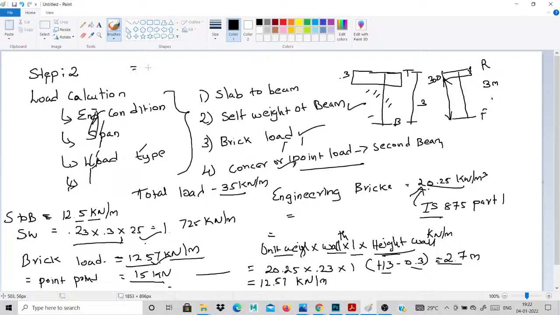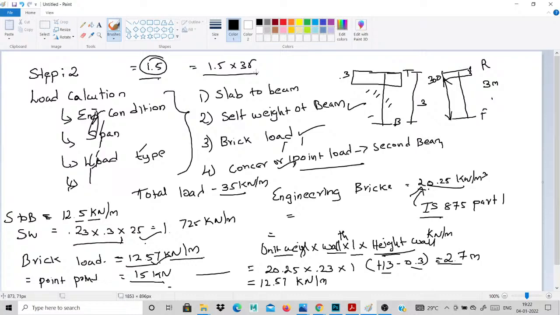Our next step is to calculate the ultimate load by multiplying by 1.5. So 35 into 1.5. This is our step 2 calculation.